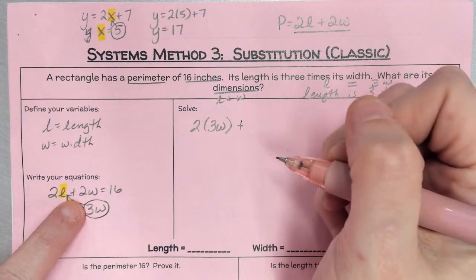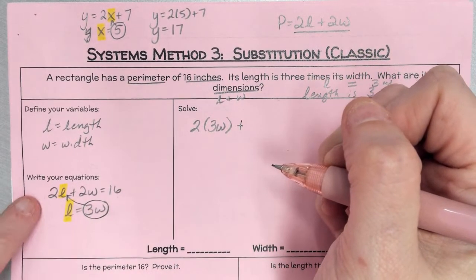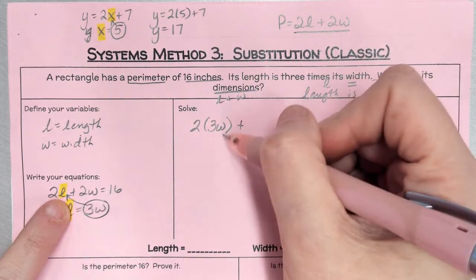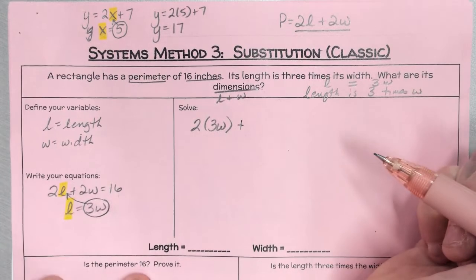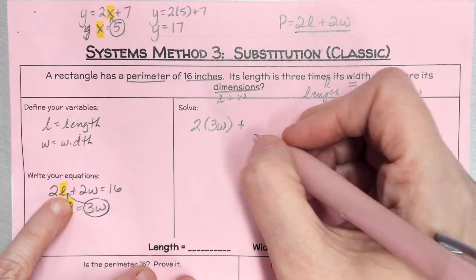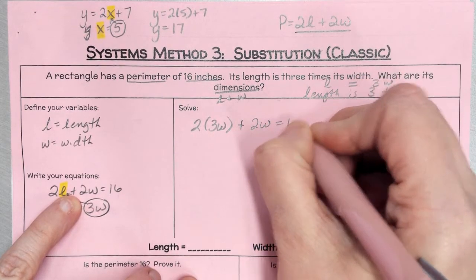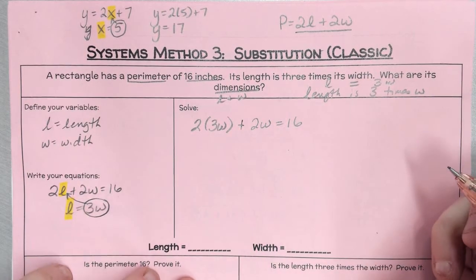Plus, and then I'm going to keep going. Whatever else is left, I'm going to keep writing it. So I just substituted in 3W for L. And remember, anytime I substitute, I want to put it in parentheses, just like we've always done. And then I'm going to keep writing. So 2 times L, which is 3W, plus 2W equals 16. And now I'm going to start to solve.